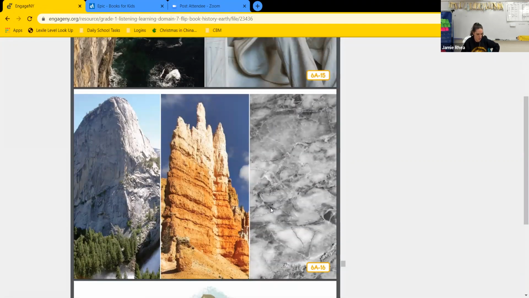Congratulations, you are becoming a geologist. Now you know about the three types of rock: igneous, sedimentary, and metamorphic. Won't everyone be impressed when you tell them about the new words you've learned?